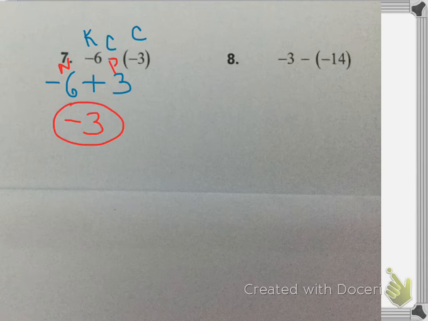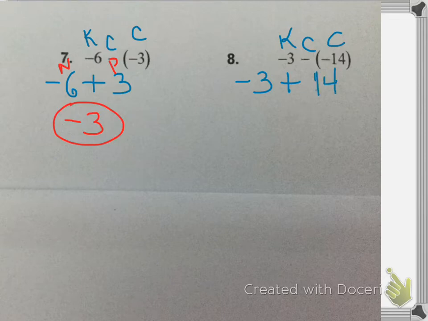Number 8. Again, if you want to pause the video and give this a try on your own, you can. You have a double negative, so once you see that double negative, you have to keep, change, change. I'm going to keep my -3. I'm going to change my subtraction to addition. And I'm going to change my -14 to a +14.